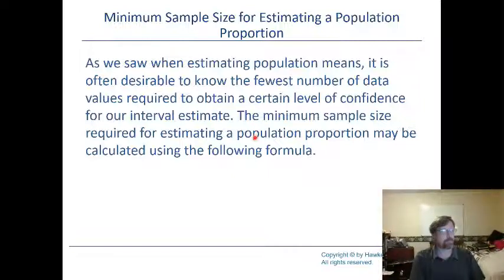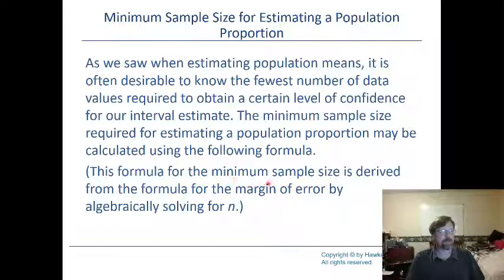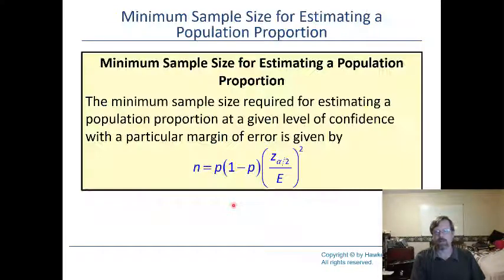So again, we can take the formula for margin of error and rearrange it to solve for n, and we get a formula that gives us our minimum sample size for estimating a proportion. So in this case, n would be our minimum sample size if we're given some margin of error we want it to be within. Everything else is the same. We've got our population proportion.